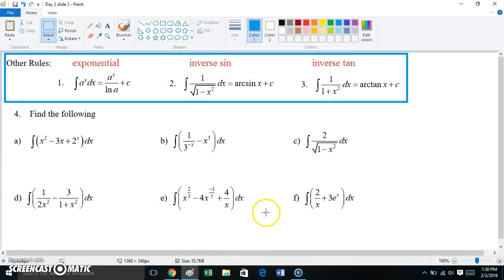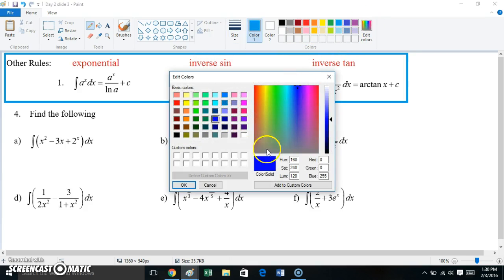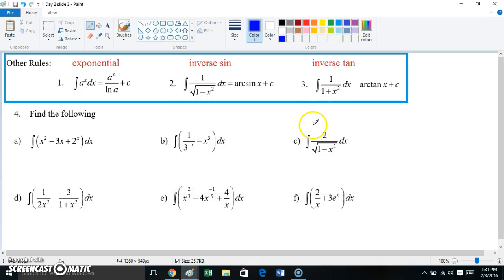Okay, we have some other rules for the exponential function, and the integrals that yield the inverse sine and the inverse tangent function. Okay, so the integral of a to the x dx is a to the x divided by the natural log of a. The integral of 1 over the square root of 1 minus x squared is arcsine of x. And the integral of 1 over 1 plus x squared dx is arctan of x plus c.